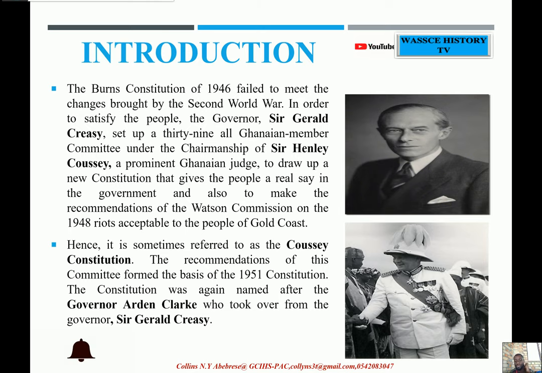The constitution was also named after Governor Arden-Clarke, who took over from the governor, Sir Gerard Creasy. Those are the two governors, the pictures you see here. This is Sir Gerard Creasy, and this man down here, the one in white, is Sir Gerard Arden-Clarke. It was Governor Arden-Clarke who saw the promulgation of the 1951 Constitution. So sometimes it is named after Arden-Clarke, and sometimes after the chairman who led the 39-member committee to set up a constitution.